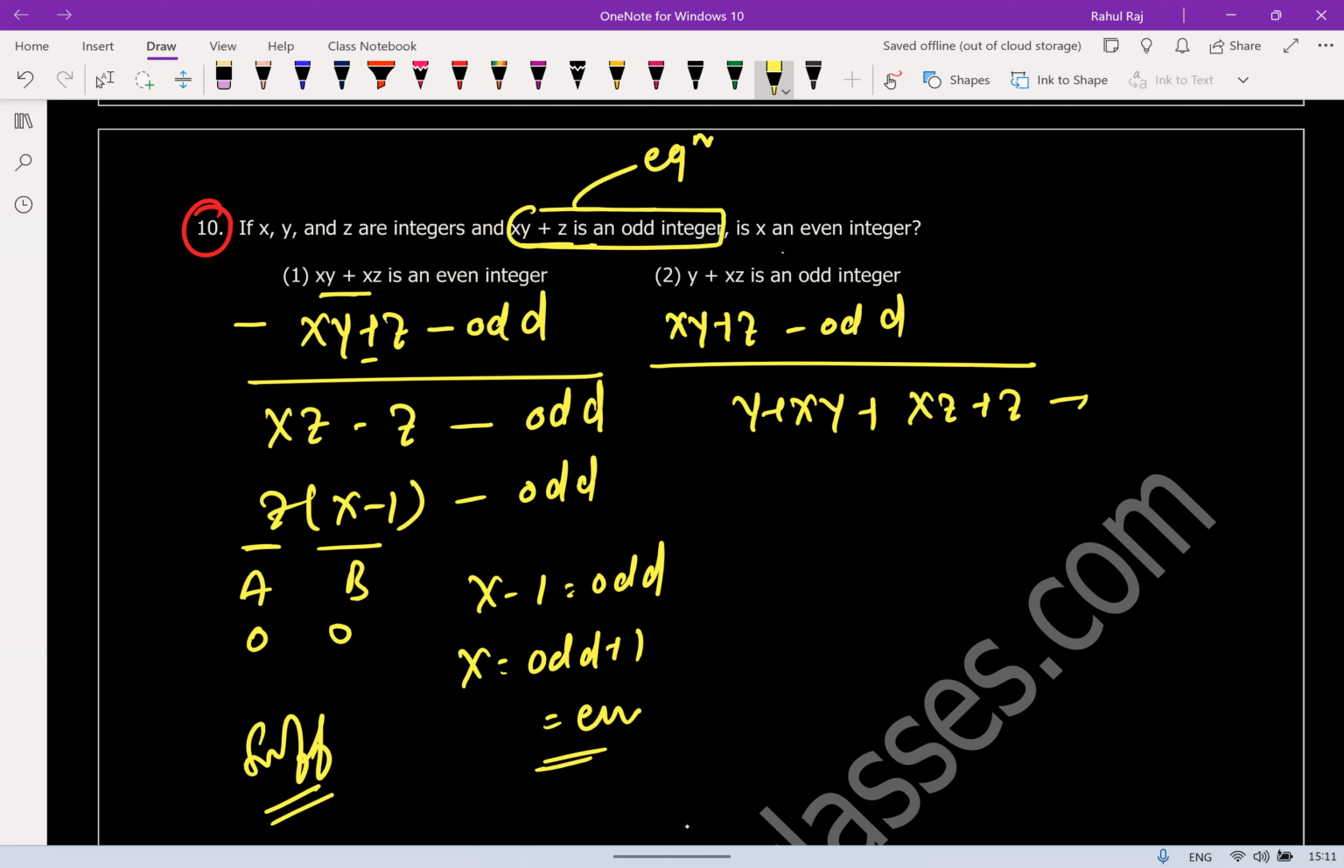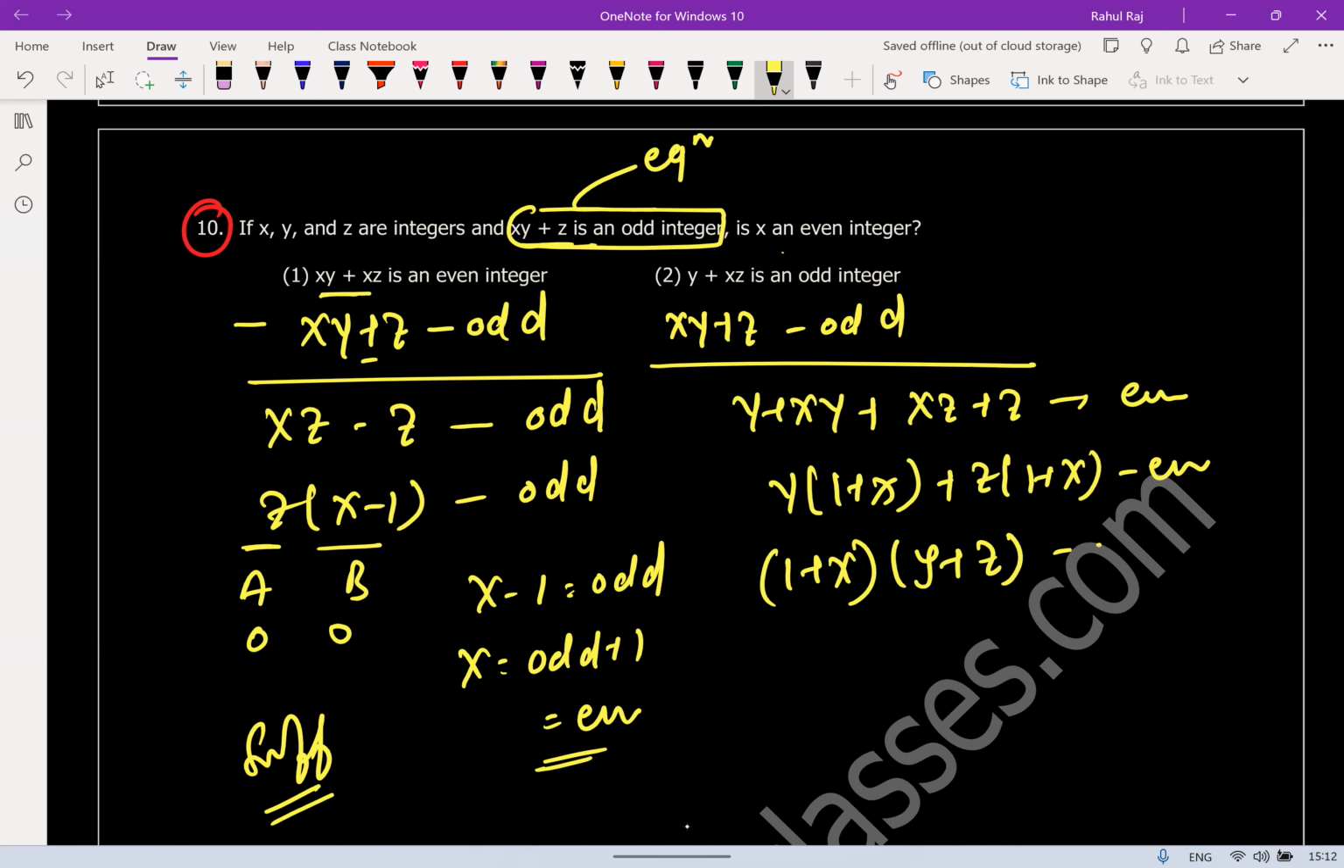Odd plus odd is what? 3 plus 3, 6, even. That is nothing but y times 1 plus x, plus z times 1 plus x. Odd plus odd is even. So if you take 1 plus x as common, you are left with y plus z. That is an even number. So the product of two numbers is even when?